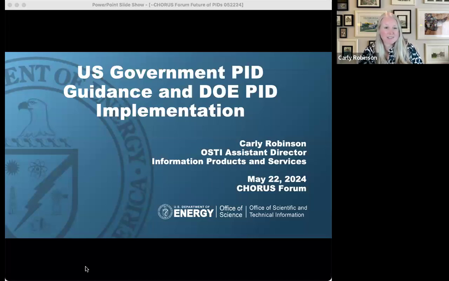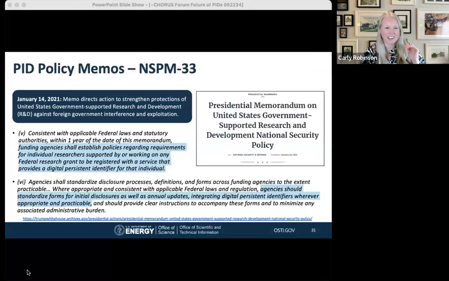I wanted to give an overview of the U.S. government context around persistent identifiers, the memos and guidance that federal agencies are working towards, and then talk a little bit specifically about what the Department of Energy is doing around persistent identifiers. So if you go to the next slide, I have a slide each on policy guidance that we've received as federal agencies that mention persistent identifiers.